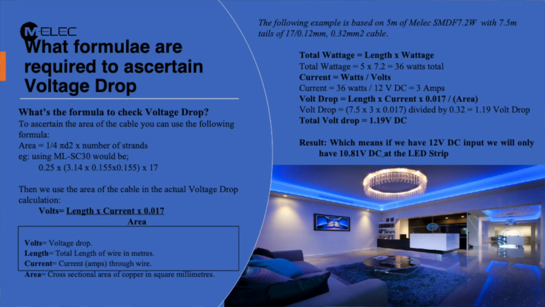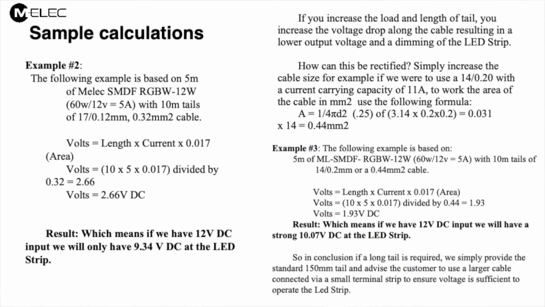All right, we've also got the formulas on there. Because we're talking DC cables, there is a fixed factor, and that is the 0.017. That has to remain there because that is a DC derating factor. So when you're doing your actual calculations, it's length by current over the area, and that'll give you your voltage drop. We've done some samples there, which you can see. In one, we've got 1.19 volt DC drop, which means we're only going to have 10.81 volts at the LED strip.